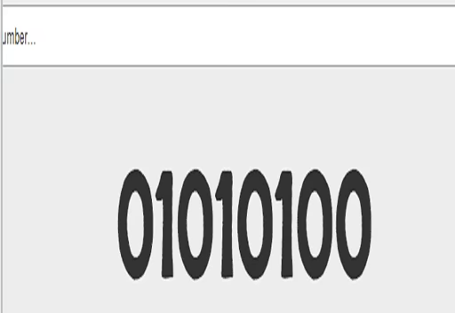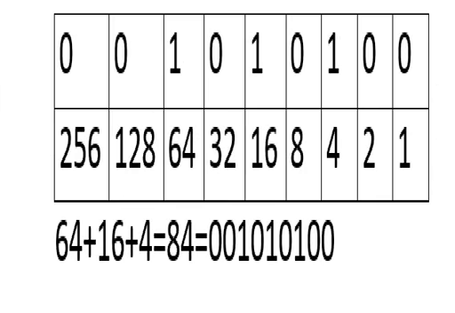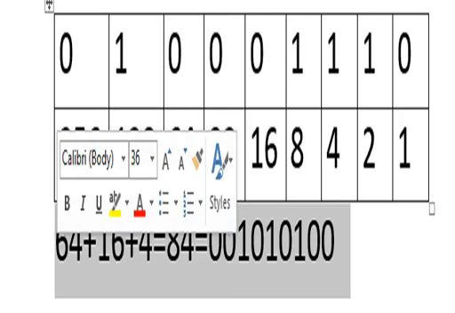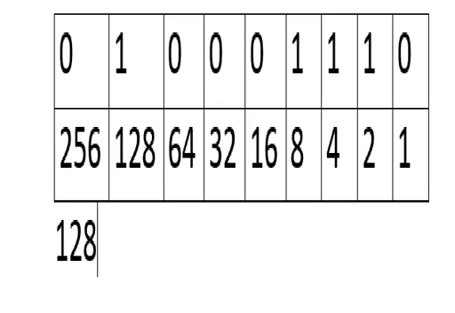I'll try it with a bigger number. I'll put 128 as 1. I'll put the others as 0, and I'll put 8 as 1, 4 as 1 and 2 as 1. So we'll add up 128 plus 8 plus 4 plus 2. Quite an easy one really.